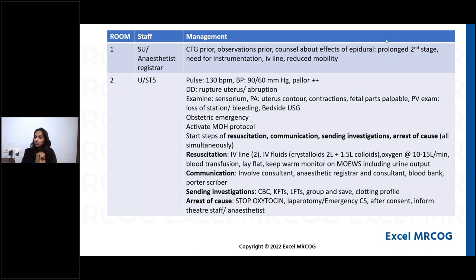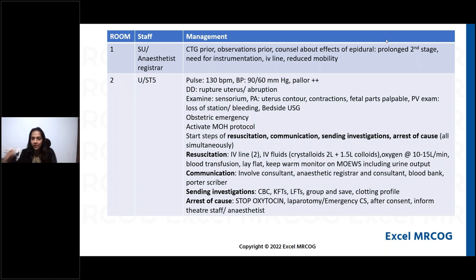You talked about the baby having problems. You talked about needing to do an emergency category one cesarean section is what you mentioned, isn't it? What happens to the mother? Who's going to look after the mother? Okay, so you need to start the steps. So please do not forget, all obstetric emergencies can be dealt with by saying these four steps. That is resuscitation, communication, investigations, monitoring, and arrest of the cause. All that should happen simultaneously.